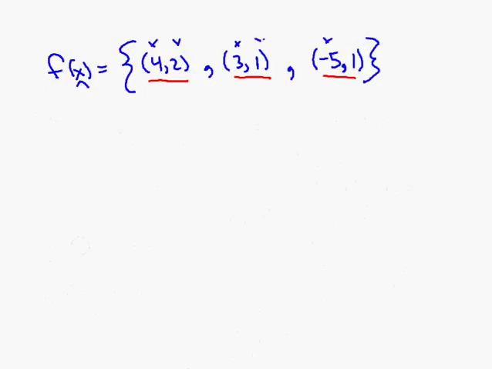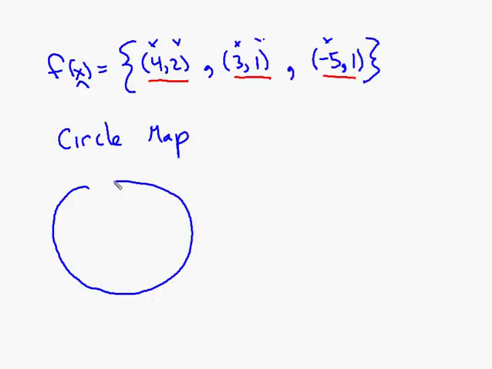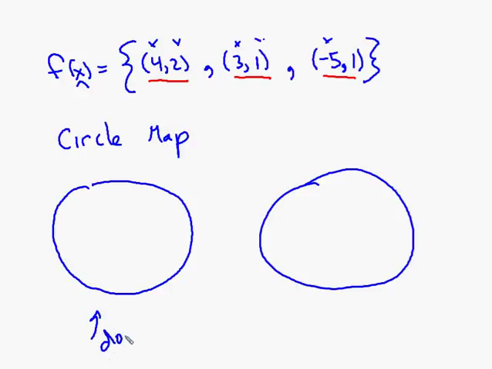Paste that. All right, so here's our function from before. You don't need to write it down again because you already have it. So this is the set notation. I could write this in what's called a circle map. And a circle map is pretty easy. I make a circle here. I make a circle here. The one on the left is my domain. The one on the right is my range.